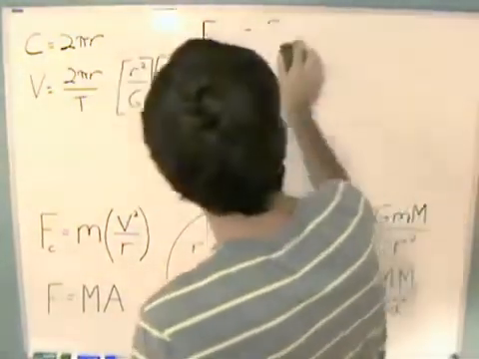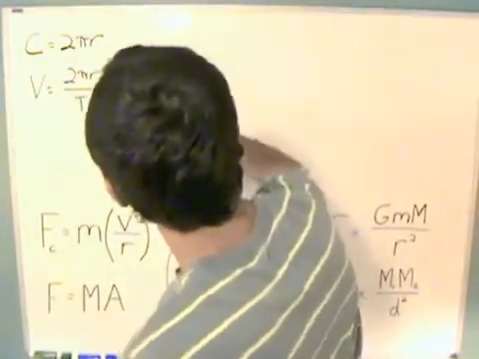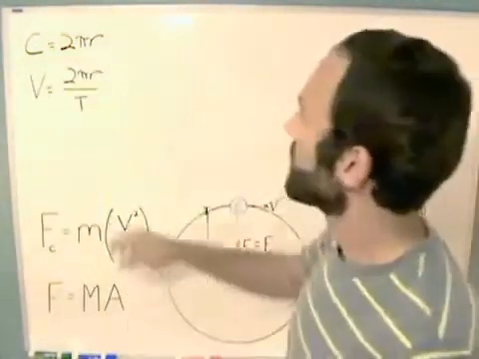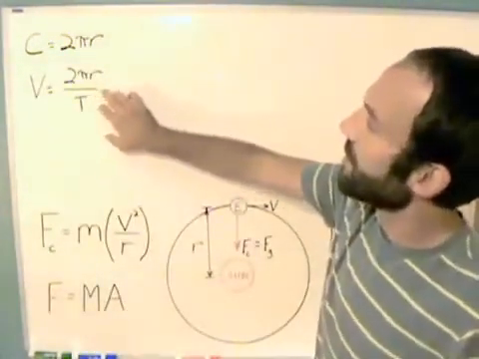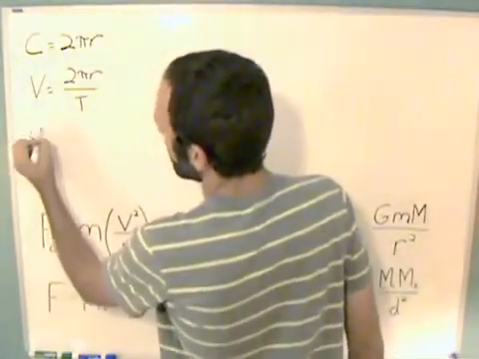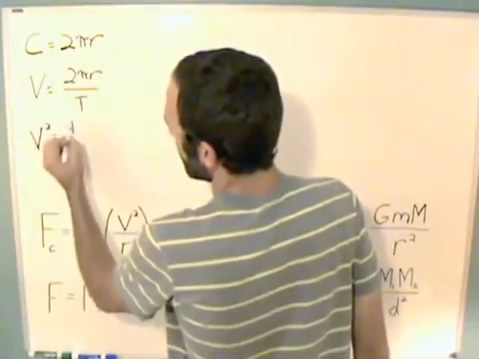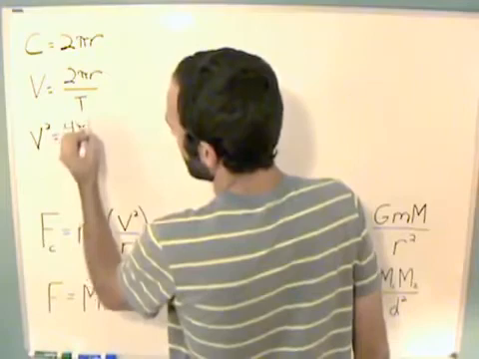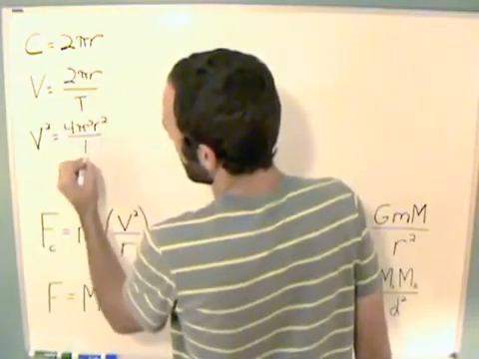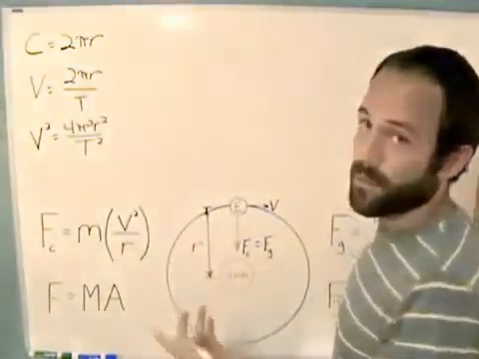Get that equation back up here. What people have realized, though, is since V is equal to 2 pi r over the period, you can say V squared is equal to 4 pi squared times r squared over the period squared. See, it's just this times itself, squared.